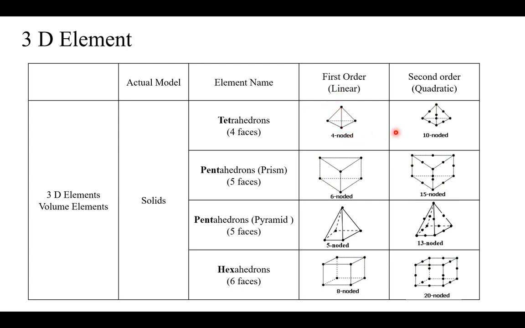Similarly, it could be first order or second order. When it gets to pentahedrons, you have the option of prism or pyramids, and the geometries are self-explanatory. You could have higher order. So I'm just showing you first order or second order. You could have higher order as well. And hexahedrons. Hexahedron is usually the most accurate one. So for most models you have to use hexahedron to get a reliable response, but the challenge with hexahedron is that it's not easy to mesh.